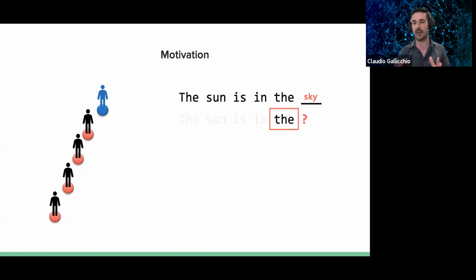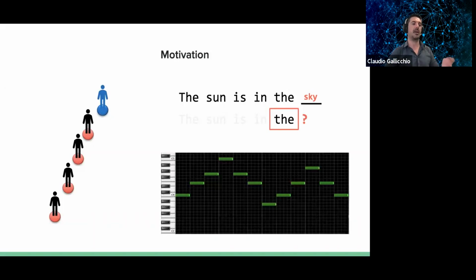Okay, so I think we can all agree that the causality assumption is really important when we deal with time series or sequential forms of data in the real world. And I have another example, but you can understand easily. For example, in the case of a musical composition, more or less the same things happen here.